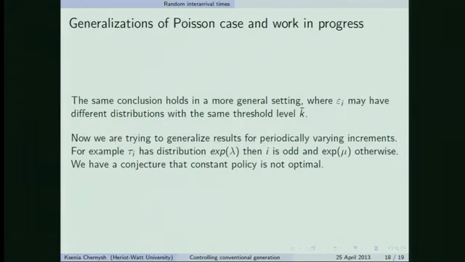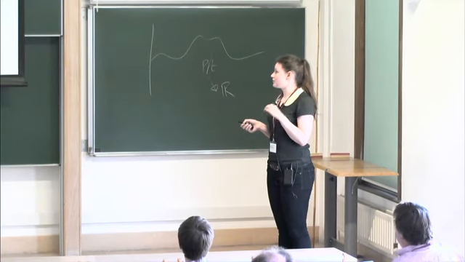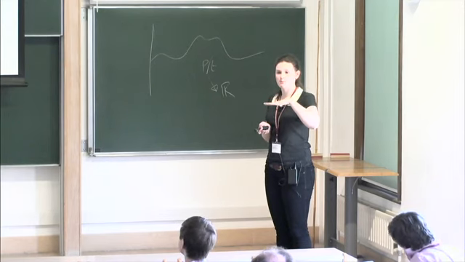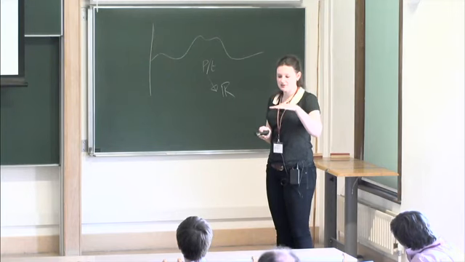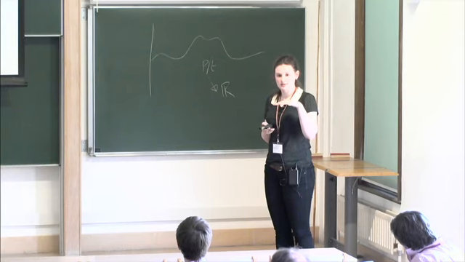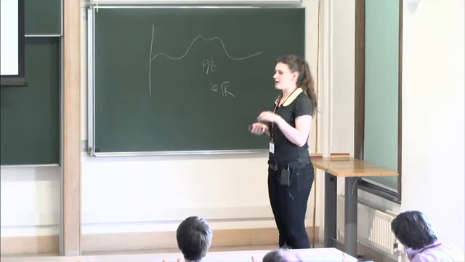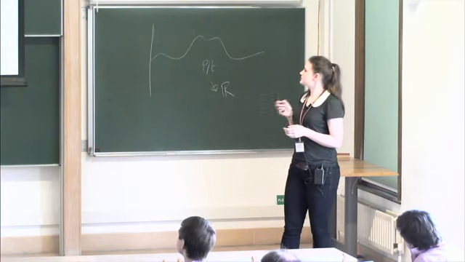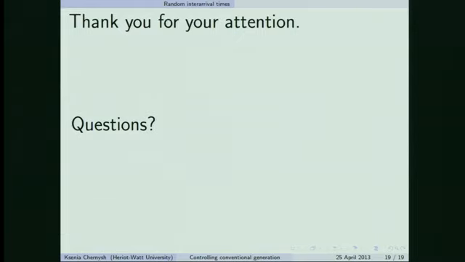Our conjecture is that the constant policy is no longer optimal. So there will be some fluctuations between these two bounds, because it is very simple to realize that this policy should lie between these bounds. But it's not that simple to prove how it should lie and find out even how it looks. Yes. Thank you for your attention.